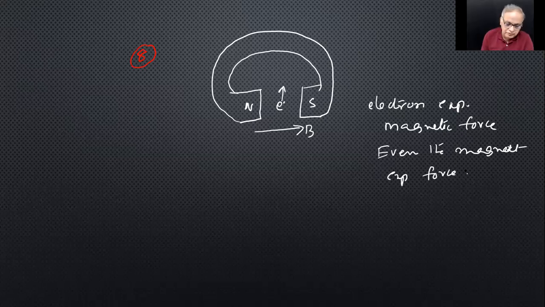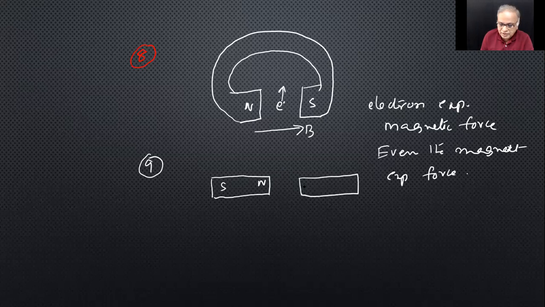Okay, now I'll put known popular examples here. I have a bar magnet, north and south here. I'm trying to bring another bar magnet like this. What about the fields and what about the interaction? Both of them have a magnetic field.